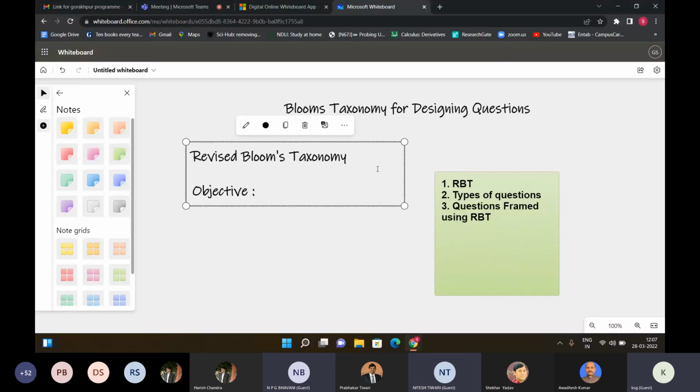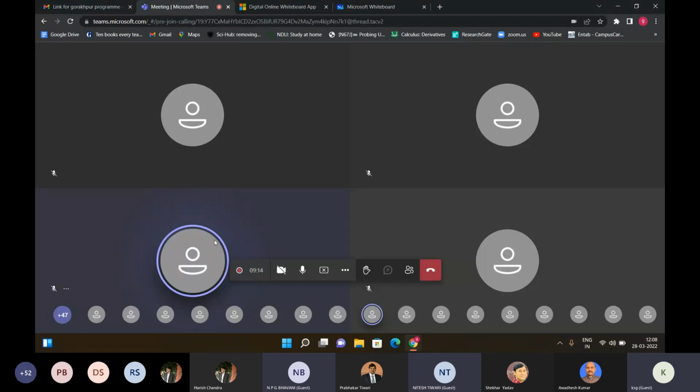And I hope the earlier speakers should have also given some brief idea about what an objective is and what an outcome is, and how this objective and outcome are different from each other. Are they the same or are they different?